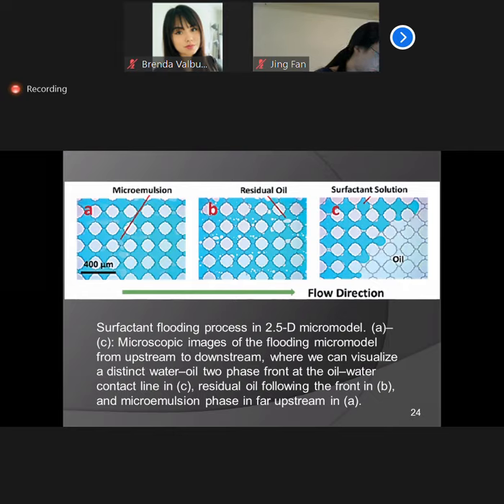A to C is the microscope image of the flooding micromodel from upstream to downstream, where we can visualize the distinct water and oil phases from the oil-water contact line in picture C. Residual oil is flowing to the front in B, and microemulsion phase is in the far upstream.